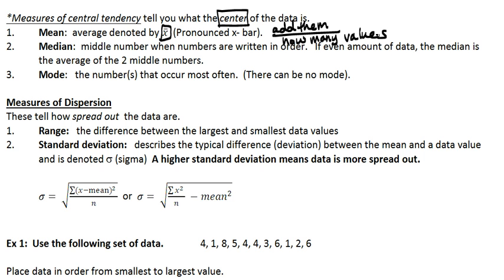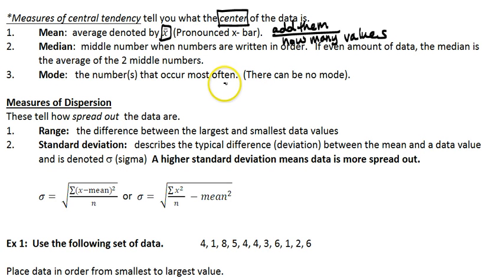The median is the middle number when the numbers are written in order. And just so you know, if there is an even amount of data values, the median is actually the average of the two middle numbers. So sometimes the median is the very middle number, sometimes it's the average of the two middle numbers, and we'll work on that. And the mode is the number that occurs the most often. There can be more than one mode, and there also can be no mode.